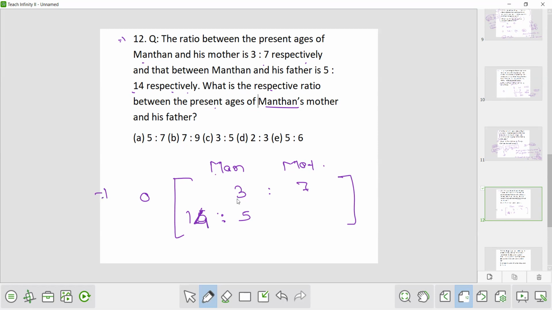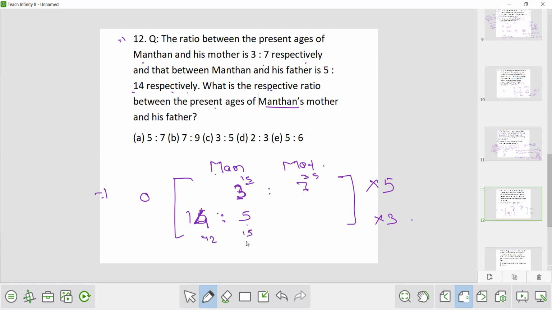So Manthan is common. So you have to make this same. So this is 3 and this is 5. How will you make this same? You multiply here by 5 and you multiply here by 3. So it will be 15:35 and it will be 42:15.